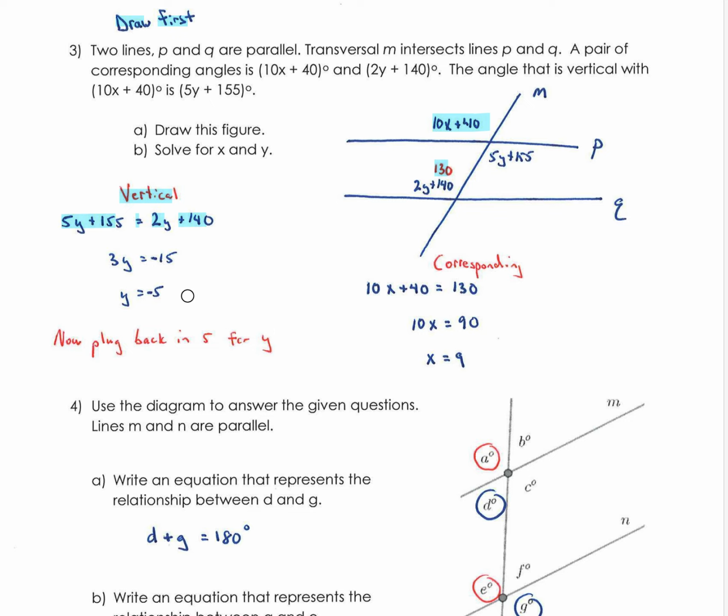So I'm taking -5, and I'm plugging it in back for y. And that told me that this angle is 130. But if this angle is 130, this angle is 130. They're corresponding. So set that equal to 130. Once you know that's 130, make it equal to 130. And then solve, and I get x. And now I know y, and now I know x, and I've answered the question.